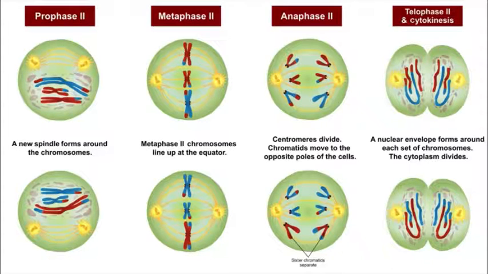The next one we are going to talk about is anaphase 2. Anaphase 2 is the shortest phase, and here the chromosomes break from the centromeres and they start to move towards the opposite poles of the cell. And the next one we are going to talk about is telophase 2.